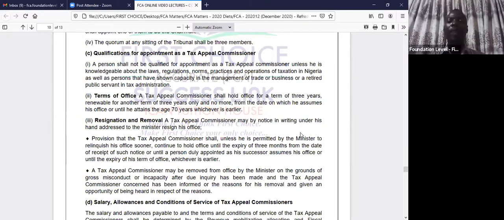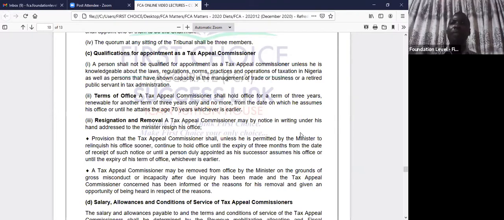Okay, we've talked about the terms of office: 3 years, renewable for another 3 years, and he can stay in that office until he is 70 years. So it means that if you are appointed as a tax appeal commissioner, perhaps either as a chairman or as a secretary, maybe at the age of 65 years, you serve for 3 years, by that time you are 68, and you are renewed to serve for another 3 years.